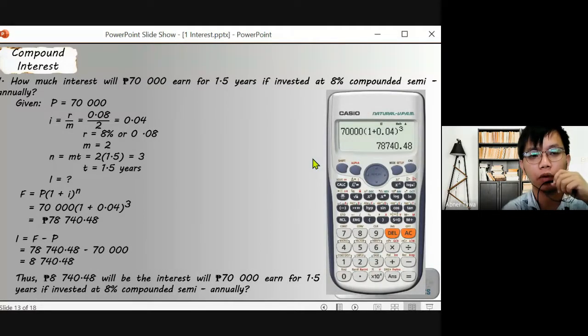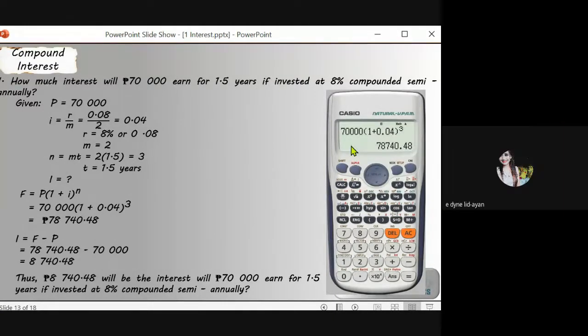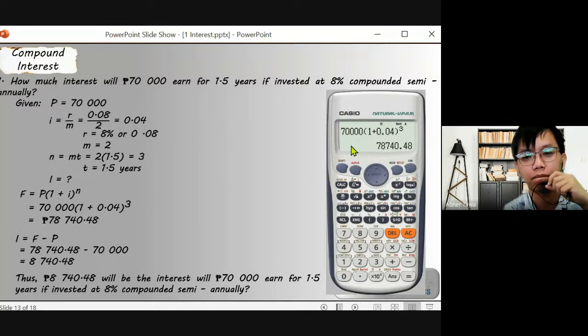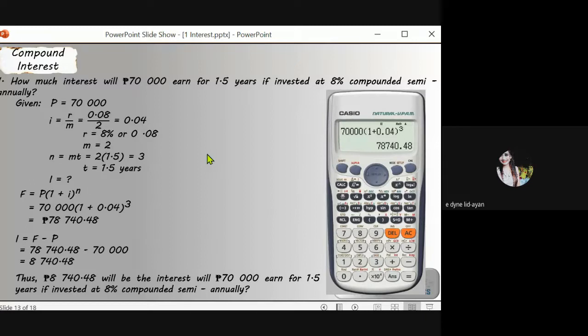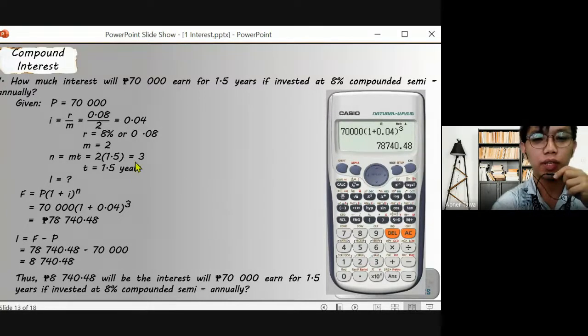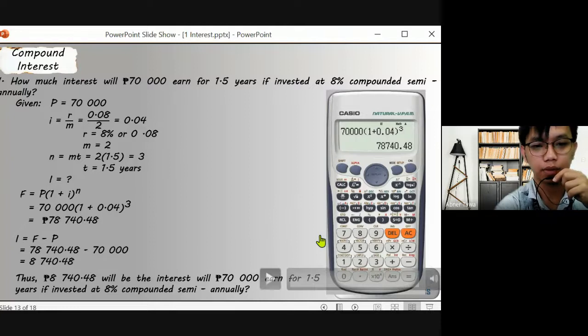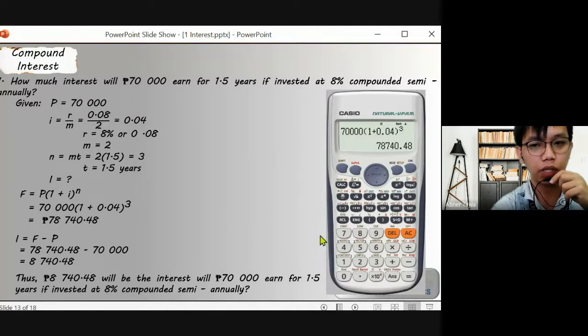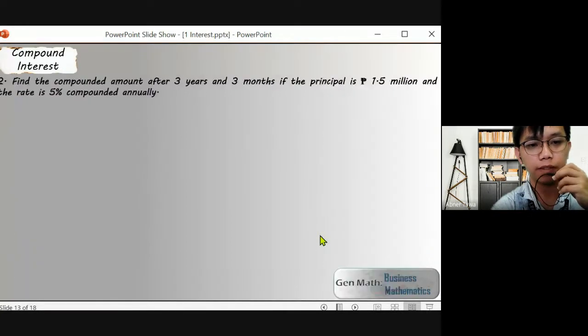Okay, before we proceed with the next example, do you have any clarification or question? None, sir. Okay, thank you. Miss Lid's microphone is not functioning. Your mic is not working. Okay, sir? Okay, so if there are no questions, let's proceed with the second example.